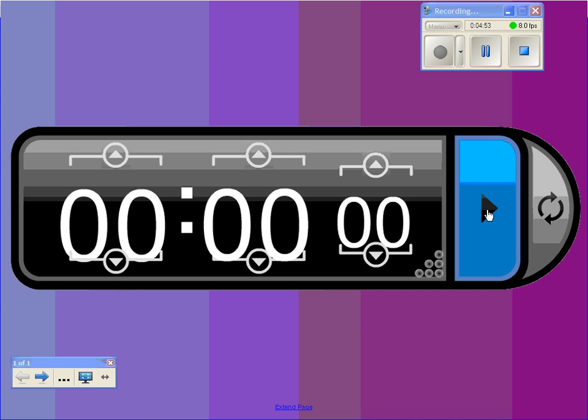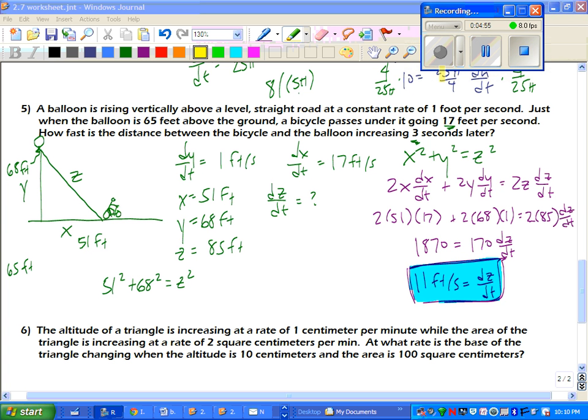All right, let's go ahead and take a look and see how you did. All right, so you should get 11 feet per second. Take the derivative of both sides with respect to time, substitute the values in that we know, and solve for dz/dt.